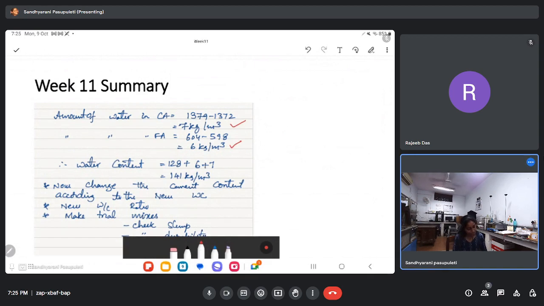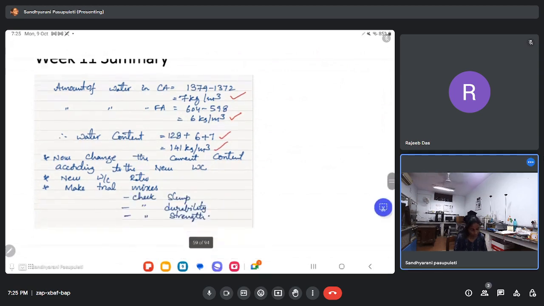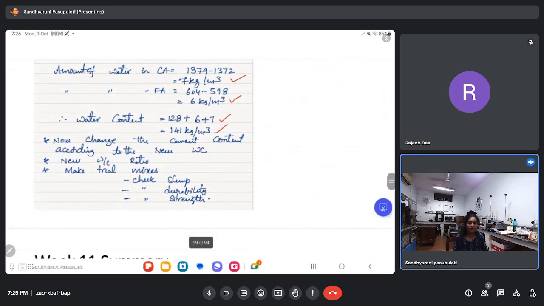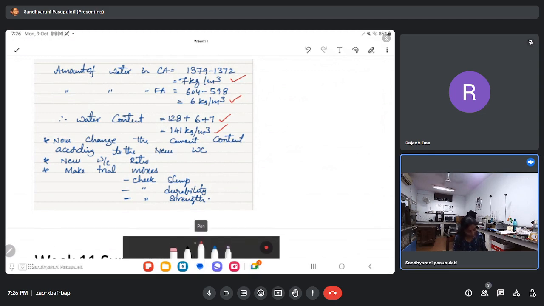So, what is the total water content? 128 plus 6 plus 7. So, total is 141. If I don't add this 6 plus 7, that means we assume that we have lesser water content. But usually we have more water content, which was inbuilt, 6 plus 7 also there. So, I am going to add that also. So now because we have more water content considering the water absorption also, if the water content is changing, then how do we calculate water to cement ratio?